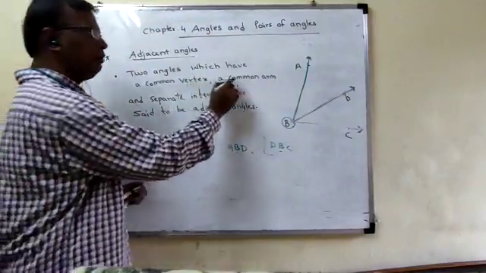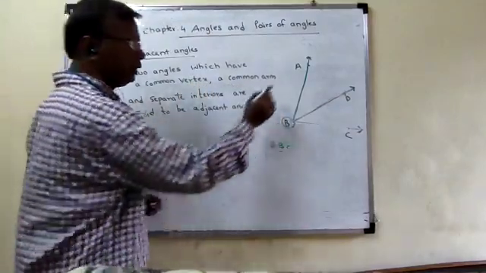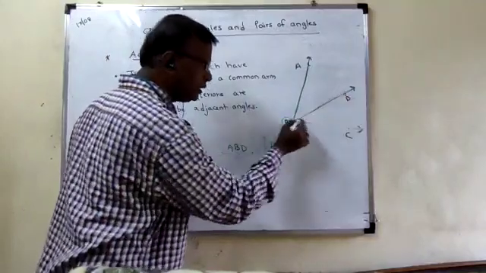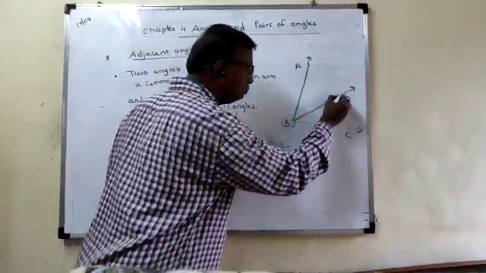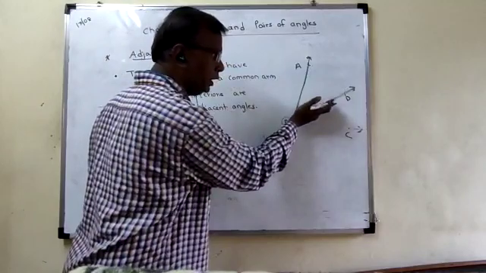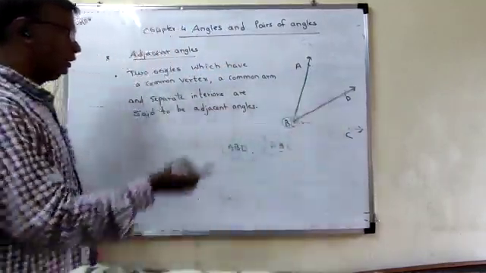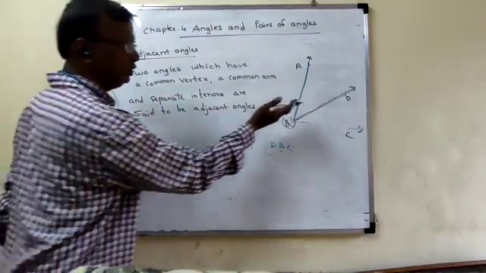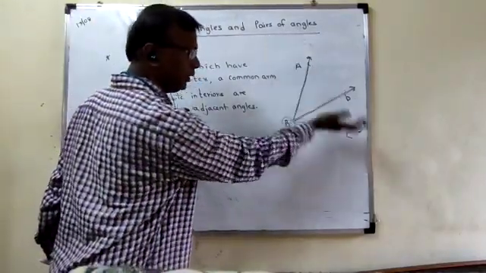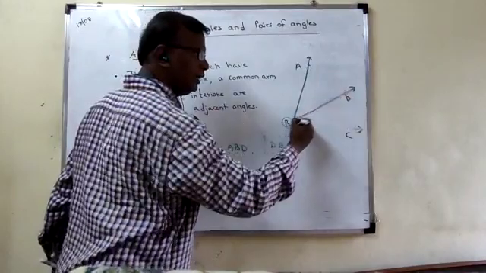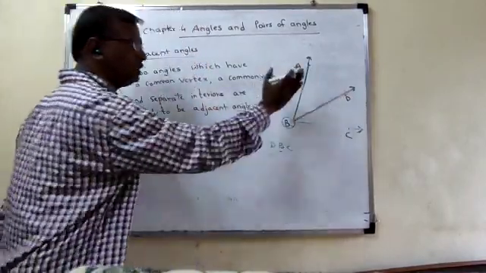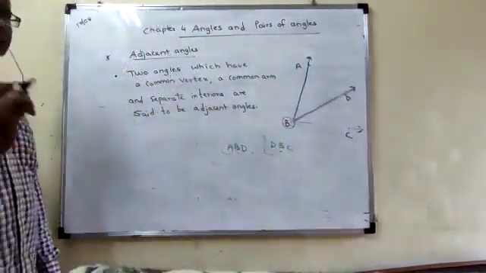Second thing, they have a common arm. Common arm means, look, ABD and DBC: BD is common for both. This is called the common arm. And third, they have a separate interior. This angle and this angle are both separate. ABD and DBC have separate interiors. Therefore, these angles are called adjacent angles.